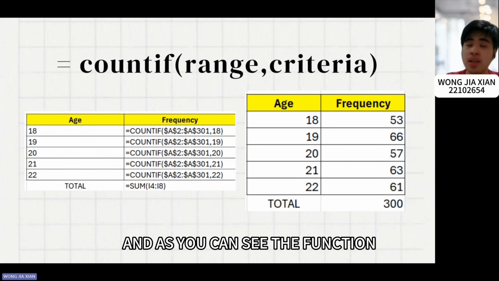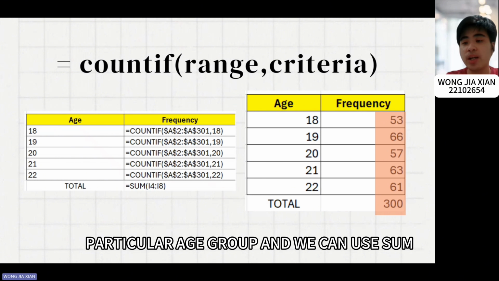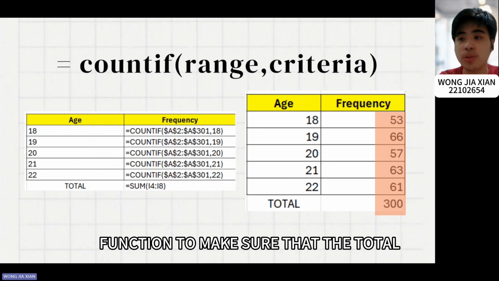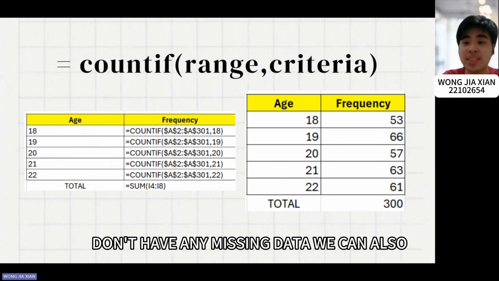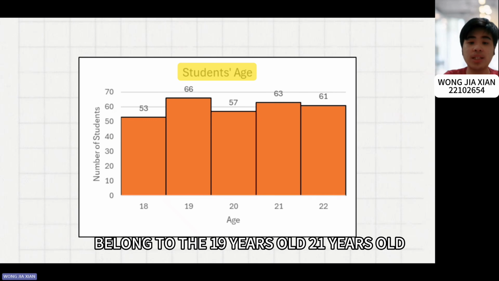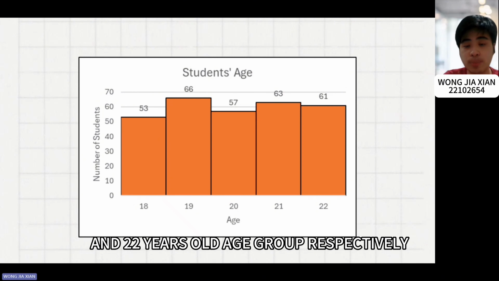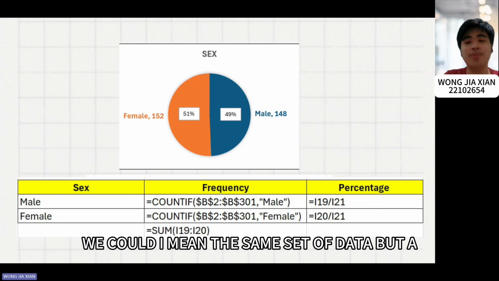And as you can see, the function successfully counts the number of students that belong to each particular age group. We can also use some function to make sure that the total number of students equals the amount we counted in the frequency, so that we don't have any missing data. We can also transfer this table into a graphical form, such as a column graph. As you can see, most students belong to the 19, 21, and 23 years old age groups respectively.